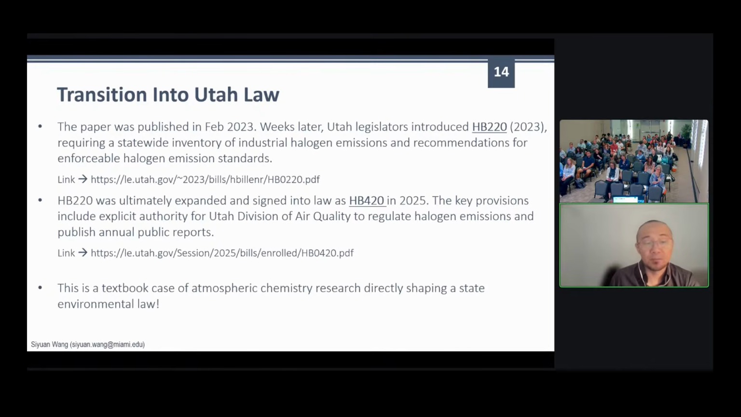I mentioned before that this paper is my personal all-time favorite, and it's mainly because this is a very clean, textbook case of how fundamental atmospheric chemistry research is directly shaping state environmental law. Of course, we got pushback from the big magnesium industry. They actually hired a consulting company and drafted a very harshly worded letter demanding us to retract the paper and threatening us with a lawsuit and everything. In the letter, they even pointed out several issues questioning our study. I honestly think it would be very interesting if they actually submitted that to a journal.